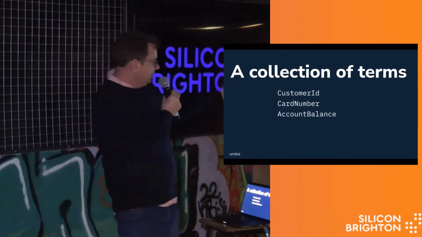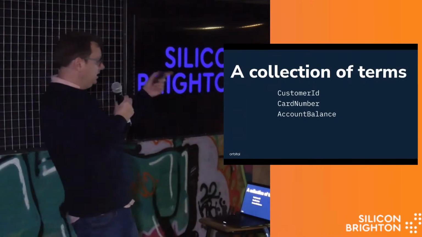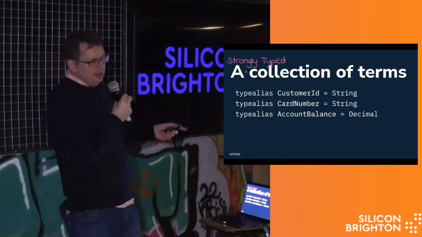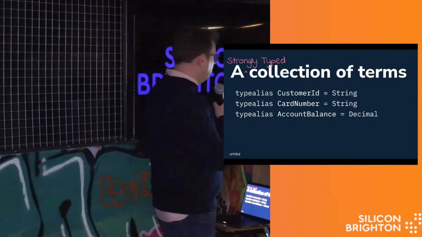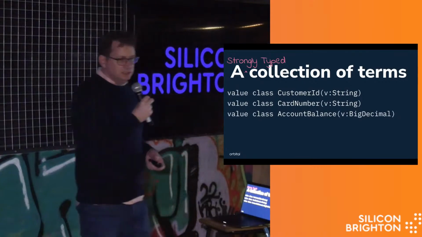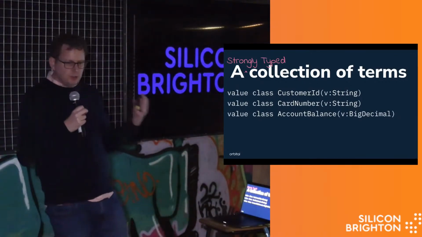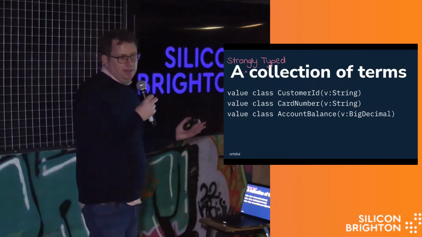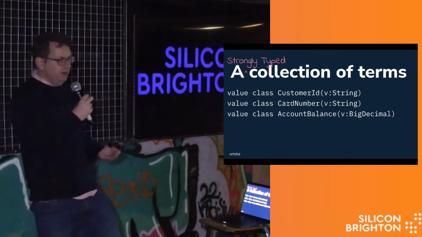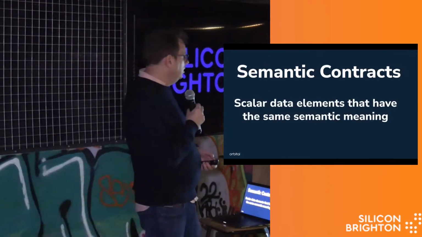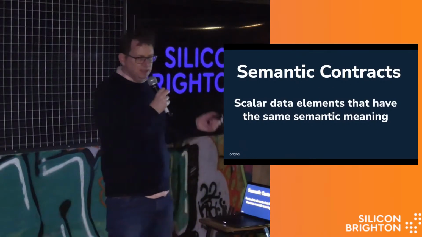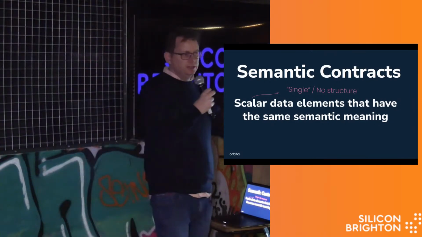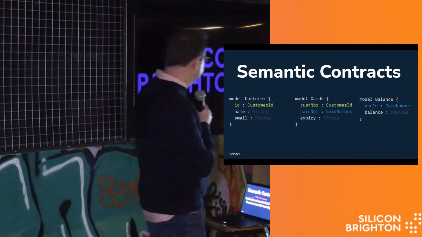So if we look at that, here's a collection of terms from my last slide: customer ID, card number, account balance, and we can strongly type them. So we can chuck a type alias around them and they become strongly typed in Kotlin. Or we can use value classes for them as well, right? Like two sides of the same coin, matter of taste, whether you prefer one or the other. Regardless, they become strongly typed terms that are designed for sharing. They're scalar data elements that have the same semantic meaning. Scalar because they have no structure. As soon as they have structure, they become structural contracts, and we're trying to keep those 2 things very separate.